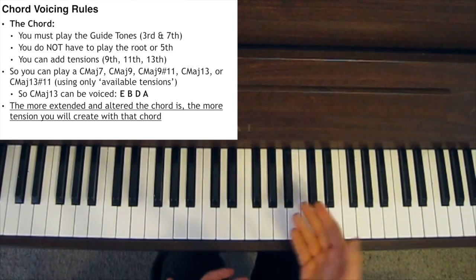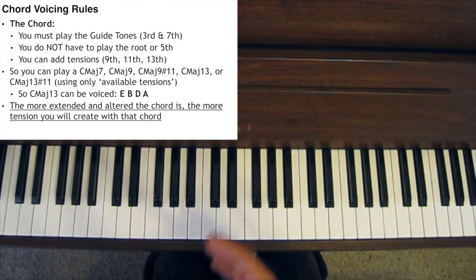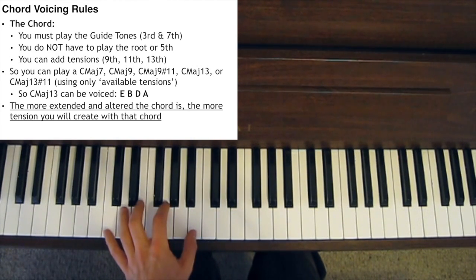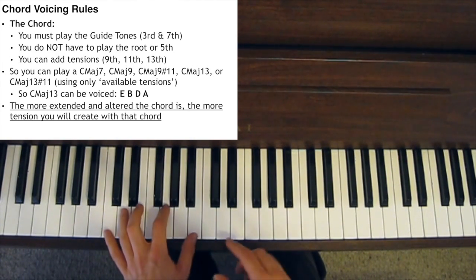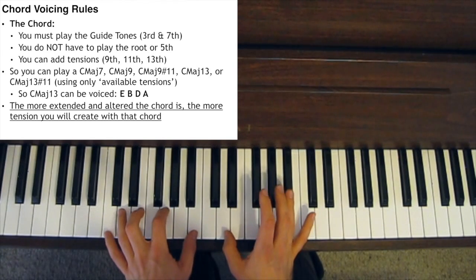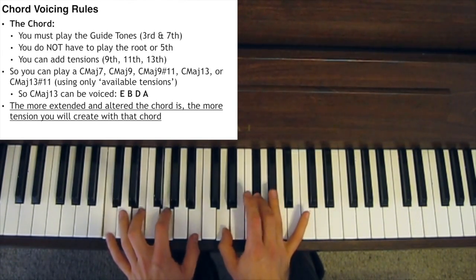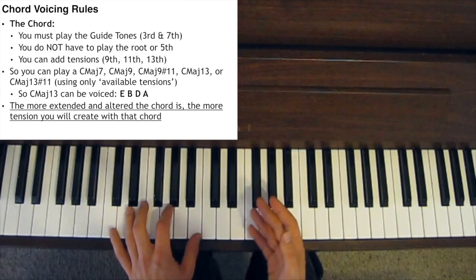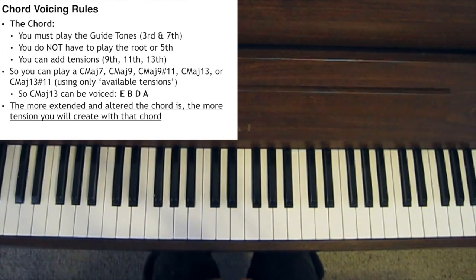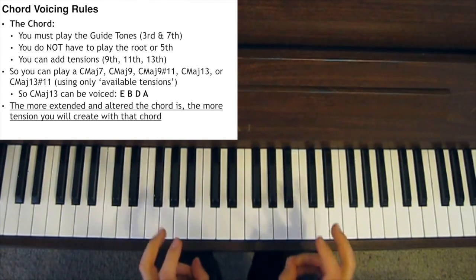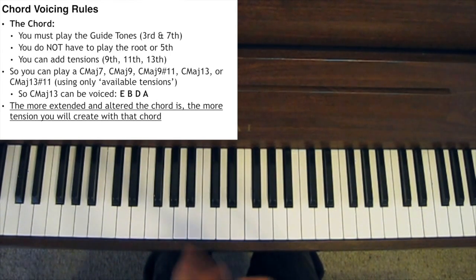And of course you can add tensions on top of your seventh chords, so adding ninths, elevenths and thirteenths. So if, for example, we have a C major 7 chord, then you could play a C major 7, a C major 9, a C major 9 sharp 11, a C major 13, or a C major 13 sharp 11. Making sure to only use available tensions over that chord. And if you don't know what available tensions are, then I've got a separate video you should watch which explains them. And as I said before, you can omit the root or the fifth in any of these chords.